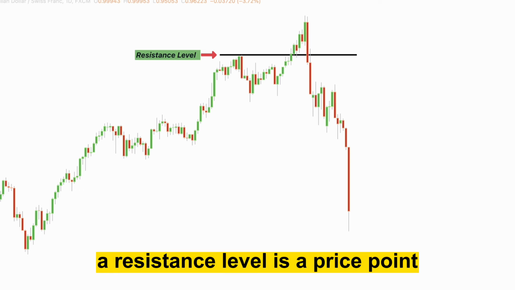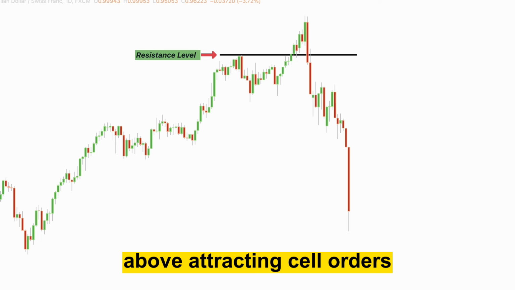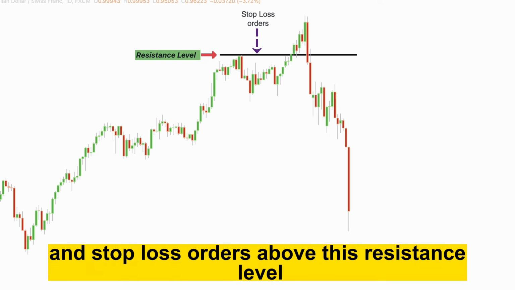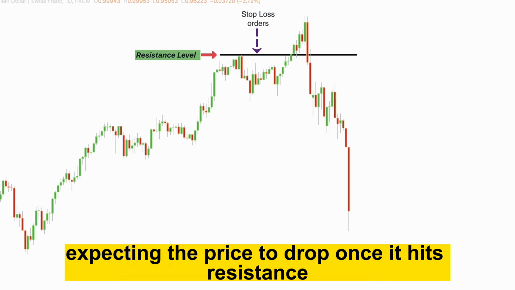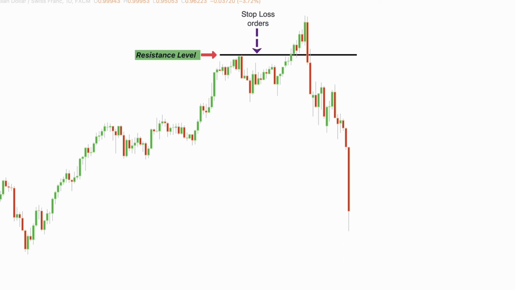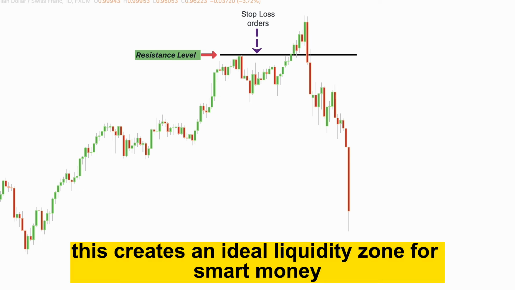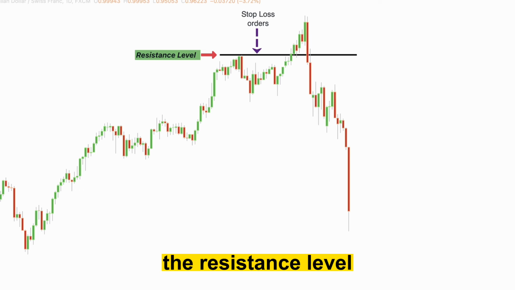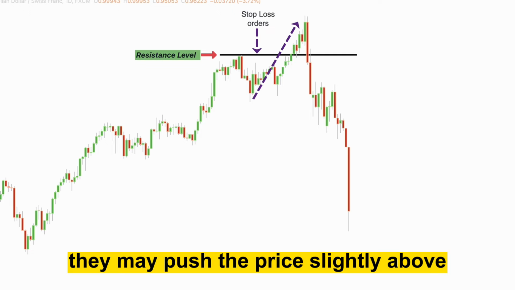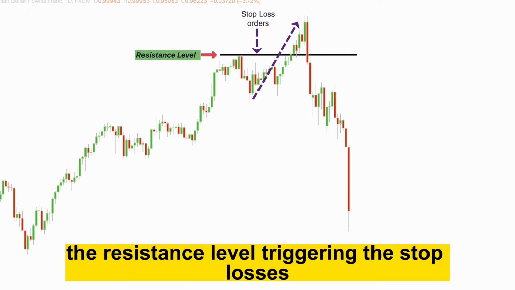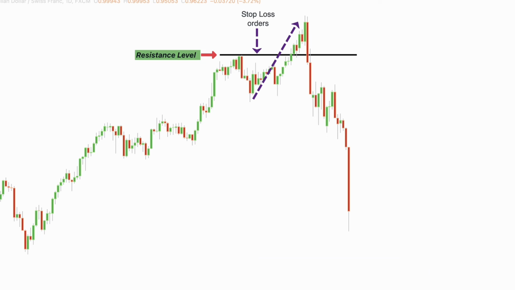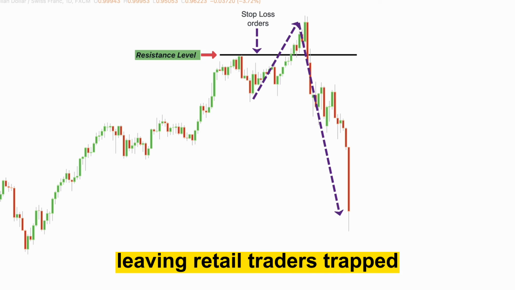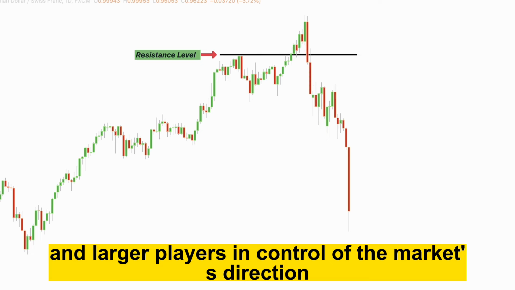A resistance level is a price point where the market has historically struggled to move above, attracting sell orders as traders anticipate a reversal. Many traders place their sell orders and stop loss orders above this resistance level, expecting the price to drop once it hits resistance. However, this creates an ideal liquidity zone for smart money. They know that a cluster of stop losses from short sellers is sitting just above the resistance level. To capture these orders, they may push the price slightly above the resistance level, triggering the stop losses and creating a false breakout. Once the liquidity is grabbed, the market typically reverses, dropping back down, leaving retail traders trapped and larger players in control of the market's direction.